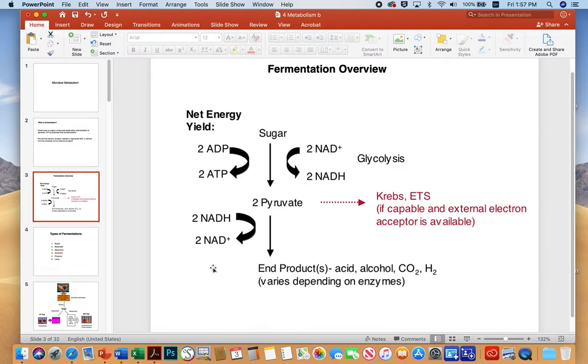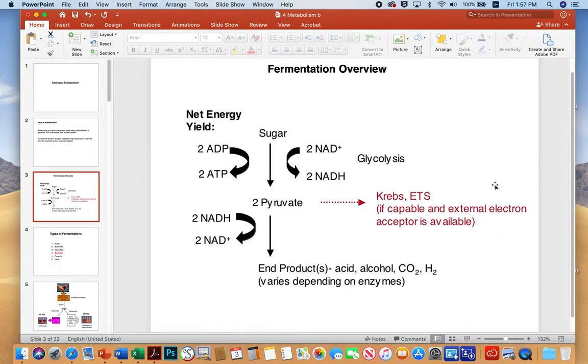So a quick overview. The net energy yield is pictured over here, and the flow of carbon is pictured in the middle. Essentially what you have here is the breakdown of a 6-carbon sugar into 2 3-carbon pyruvates. And then these pyruvates are used to produce the various end products characteristic of the type of fermentation. So they can be acids and alcohols and certainly different kinds of gases.